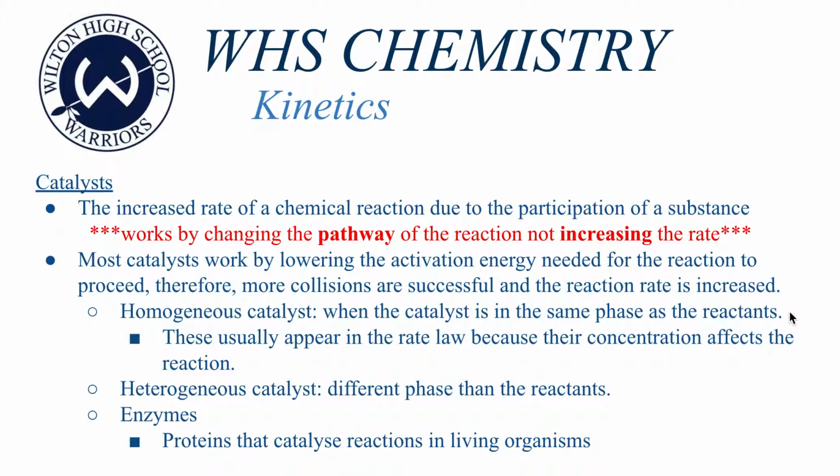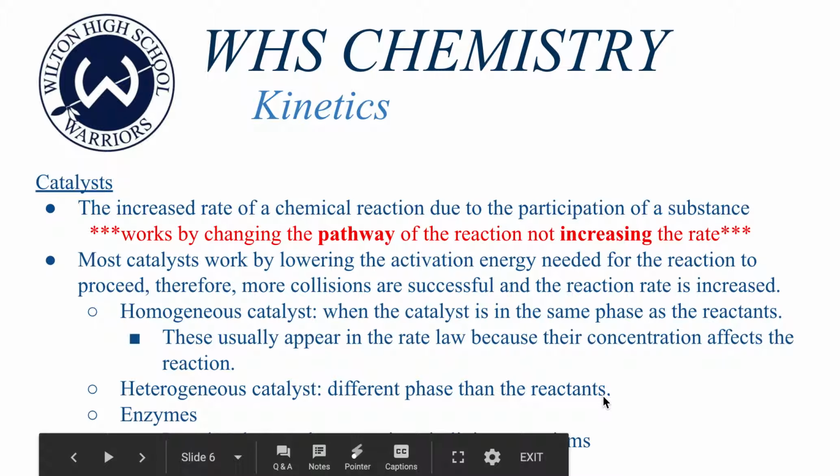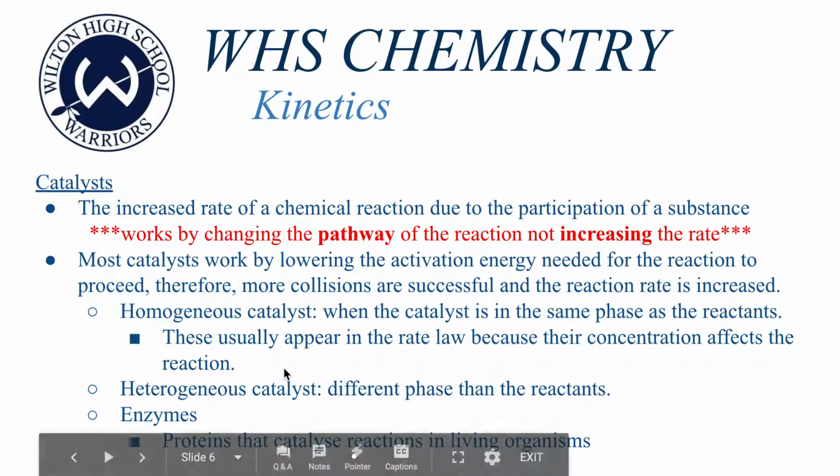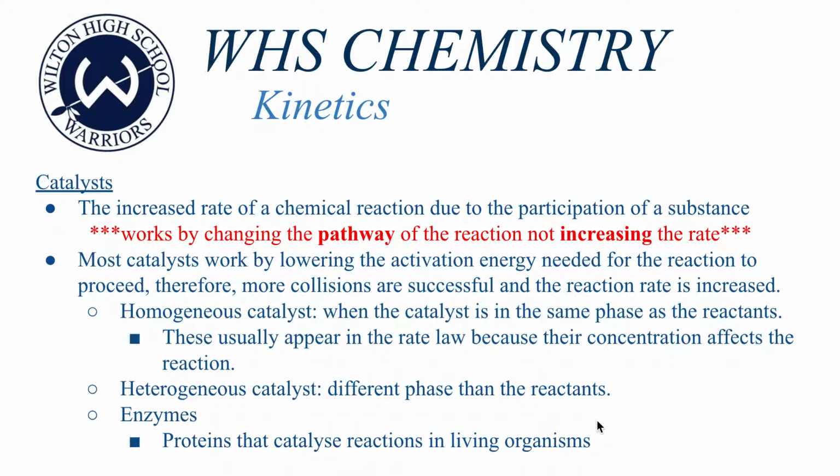A homogeneous catalyst is when the catalyst is in the same phase as the reactants. That's pretty simple. And the opposite is a heterogeneous catalyst: they're in different phases from the reactants. These usually appear in the rate law because their concentration affects the reaction. That has to do with homogeneous catalysts. Enzymes are basically just proteins that catalyze reactions in certain mechanisms in living organisms.